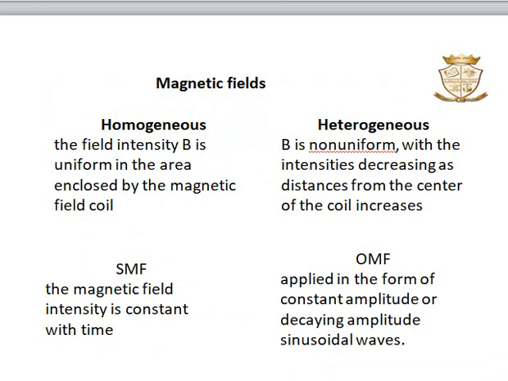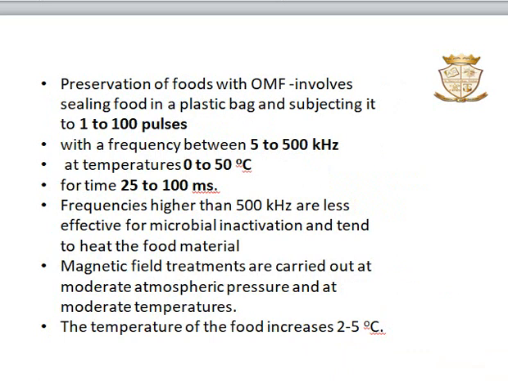Again, we can see two types of magnetic field: static magnetic field or SMF, and oscillating magnetic field or OMF, which is used in food preservation. In a static magnetic field, the intensity is constant with time. An oscillating magnetic field is applied in the form of either constant amplitude or decaying amplitude sinusoidal waves. How do we preserve foods with OMF?